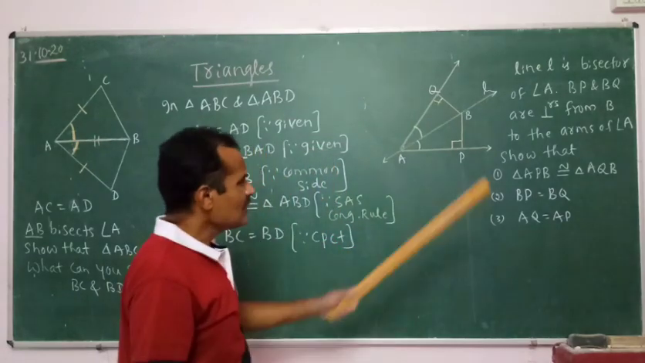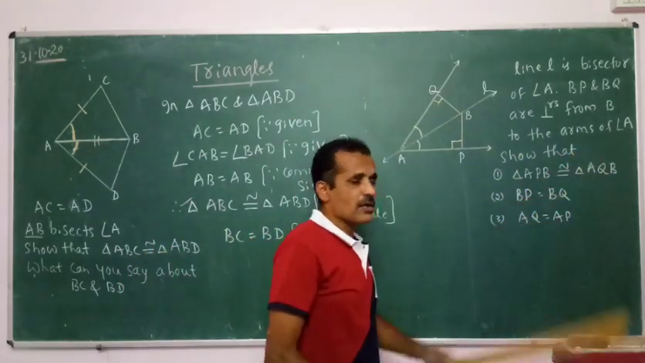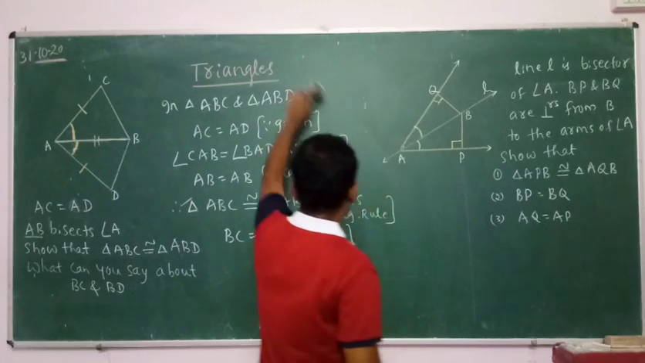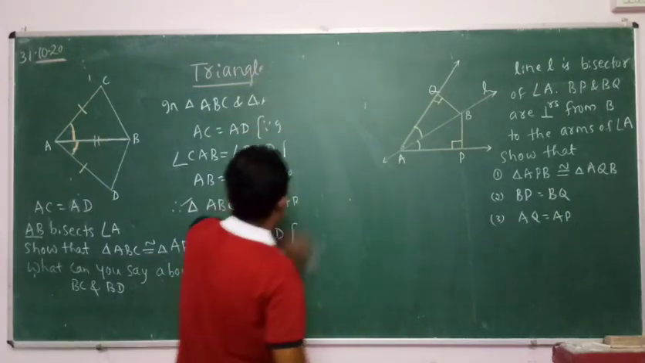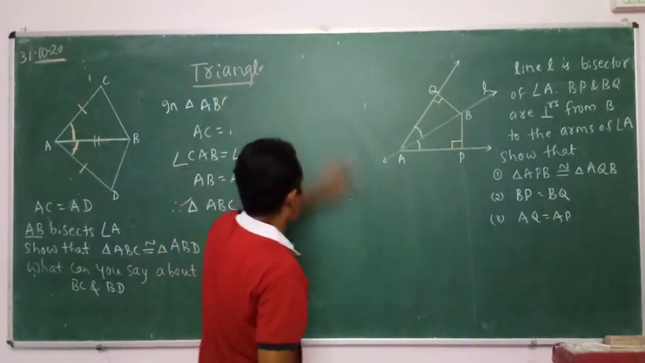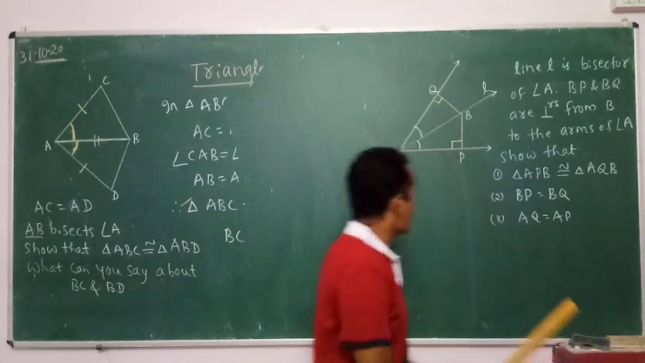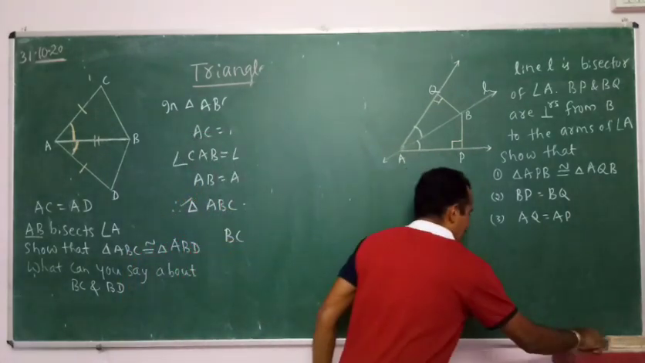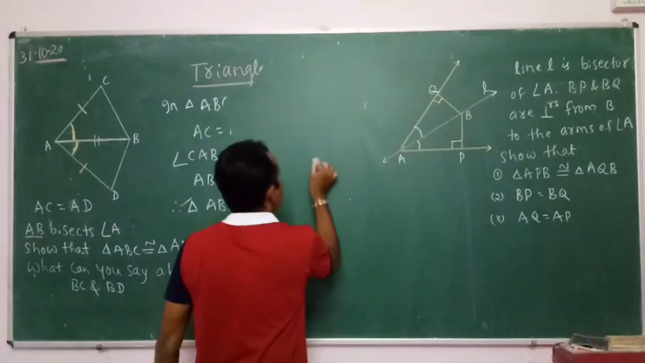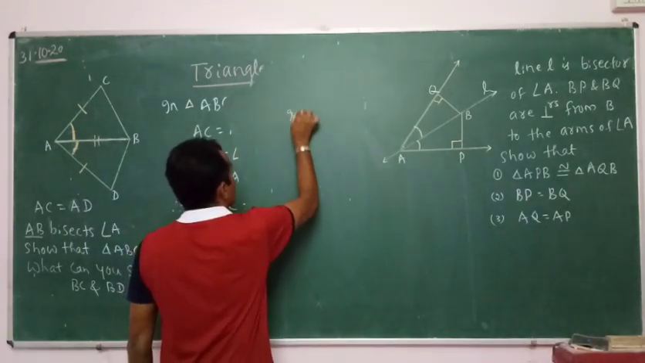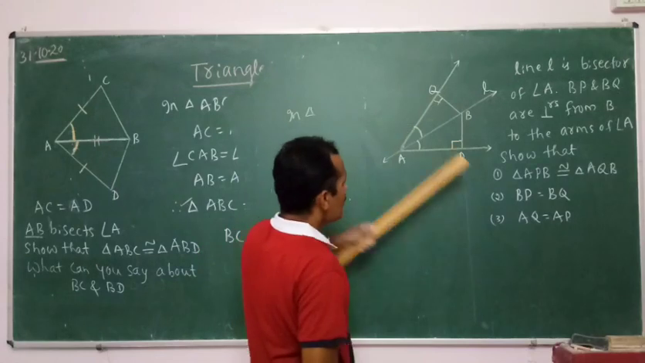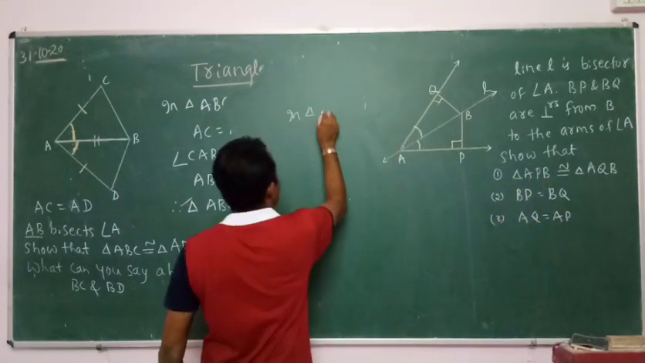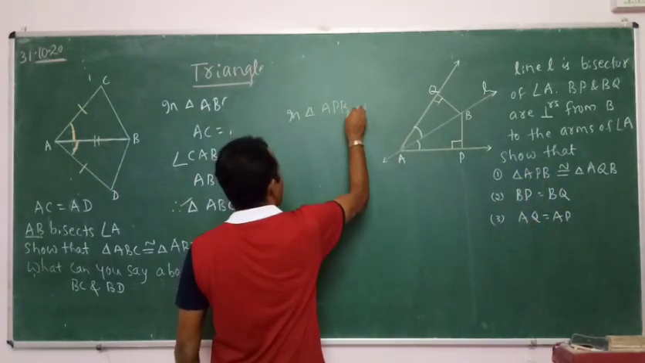Okay. Show that the triangles are congruent. Come on. Show that the triangles are congruent. How to start? Three things are required. Let me see how you will get those three things. In triangle APB, and triangle.